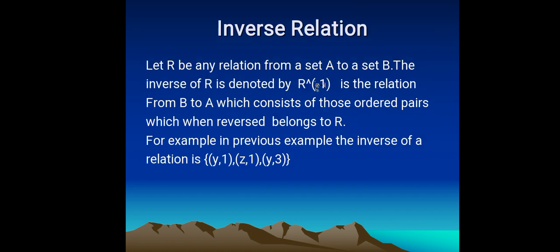Inverse relation. Let R be a relation from a set A to a set B. The inverse of relation R is denoted by R to the power -1, or R inverse, and is the relation from B to A which consists of those ordered pairs which, when reversed, belong to R. For example, in the previous example, the inverse of the relation is {(Y,1), (Z,1), (Y,3)}. It means that in the inverse relation the range will be the domain and the domain will be the range.